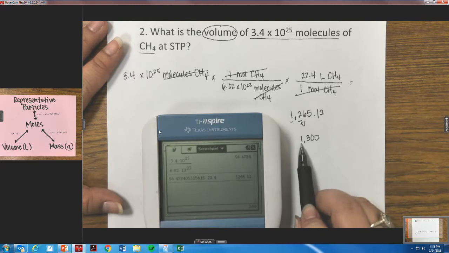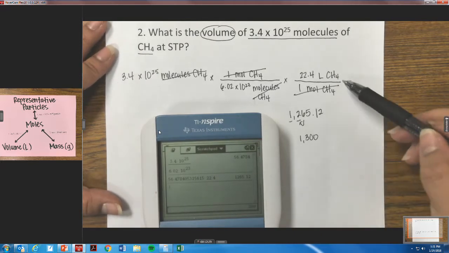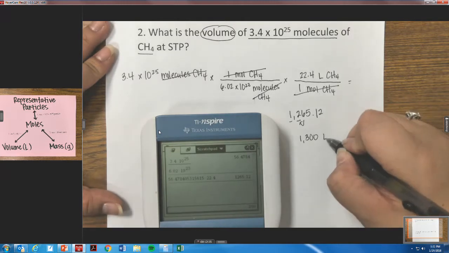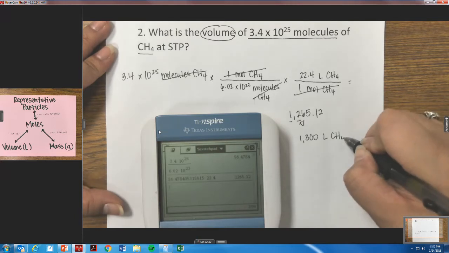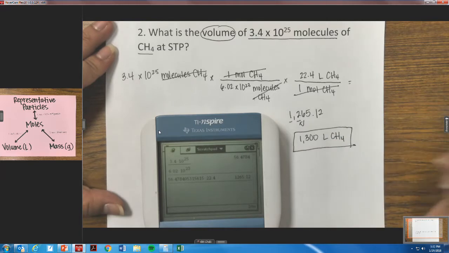So now you only have 2 significant figures. And don't forget, our unit is what we're always trying to look for, so it's going to be liters of CH4. So that concludes our notes for today.